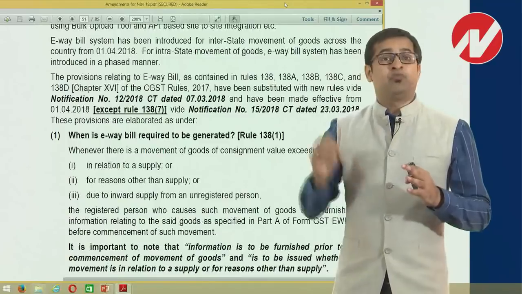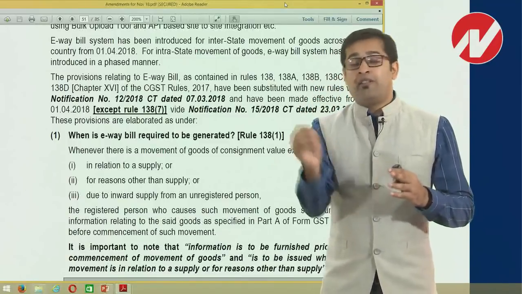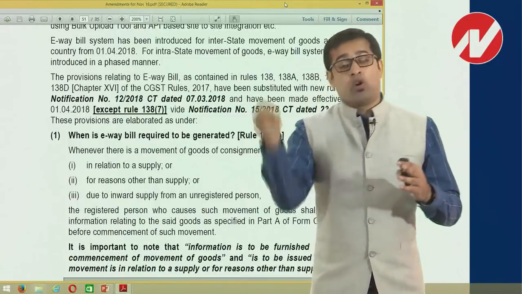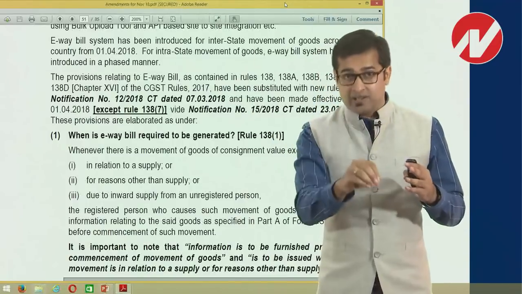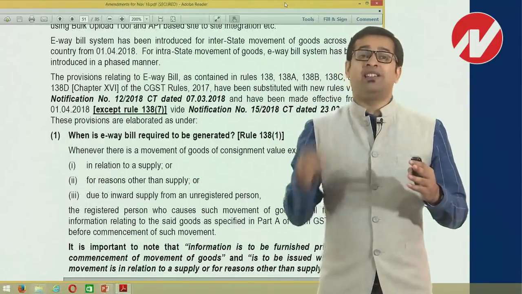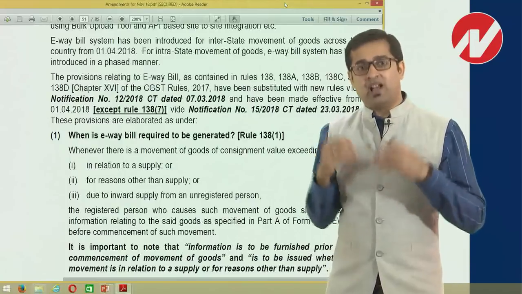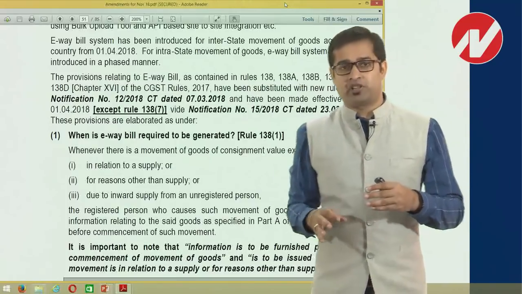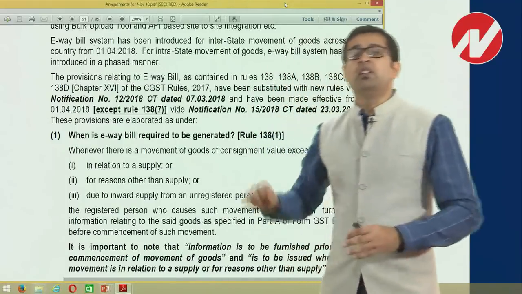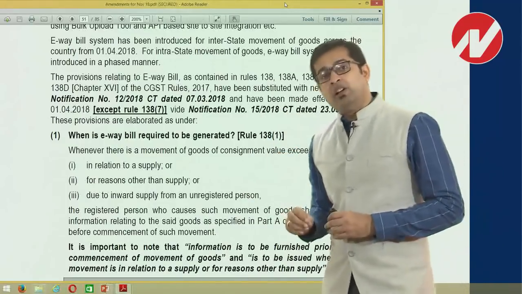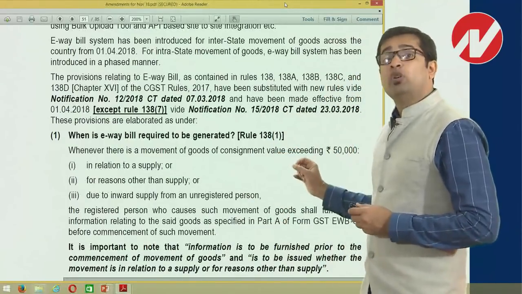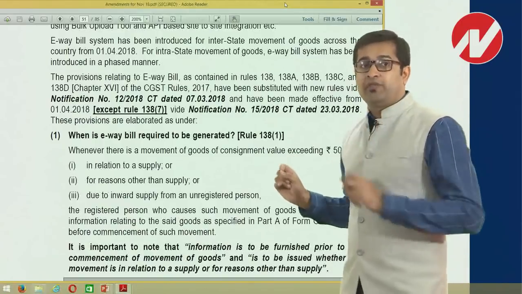So technically, whenever there is a movement of goods, whether by reason of supply, or by reason other than supply, or even an inward supply that we are receiving from an unregistered person, in each of those cases you need to generate an e-way bill. The only relevant part is that the value of goods shall exceed rupees 50,000.